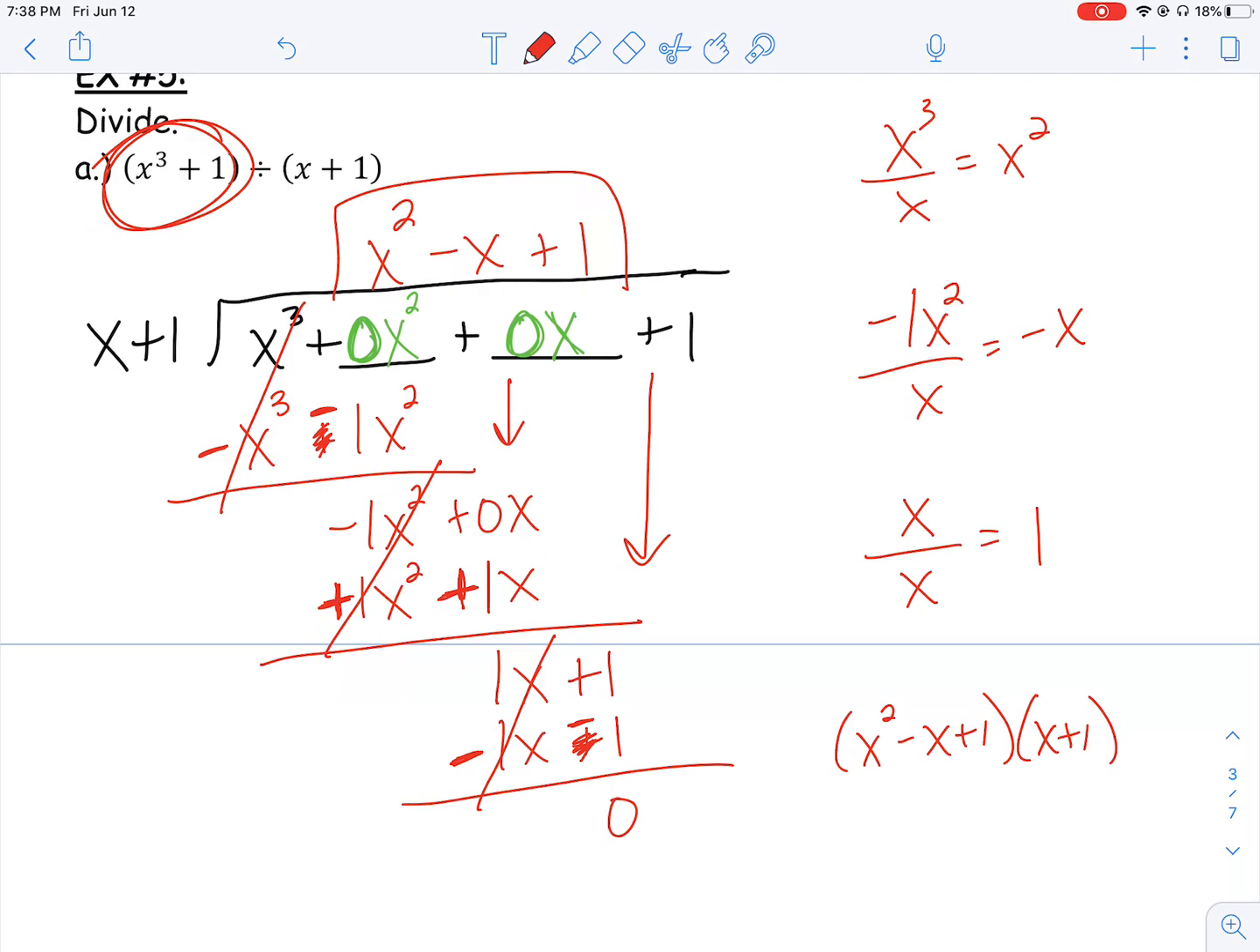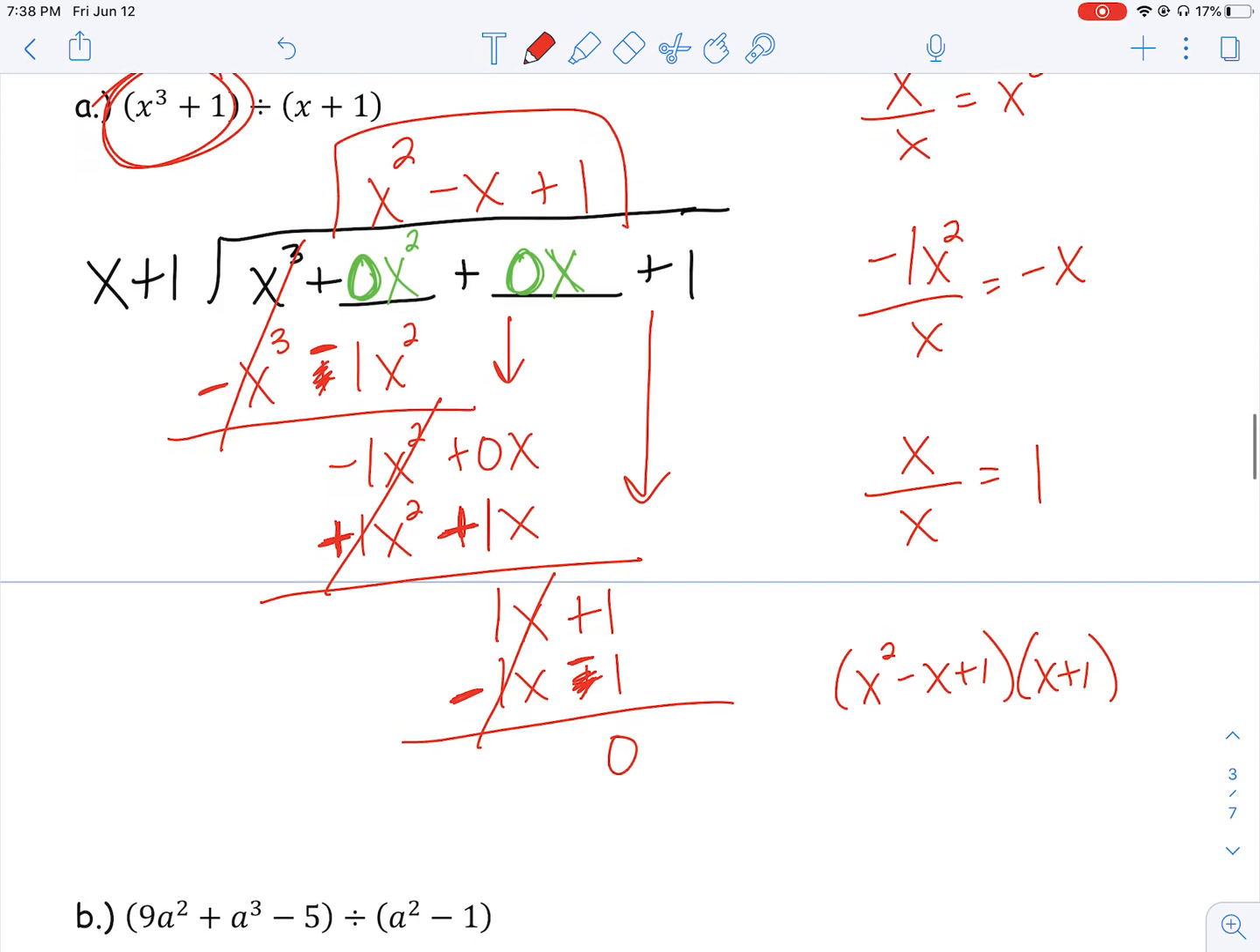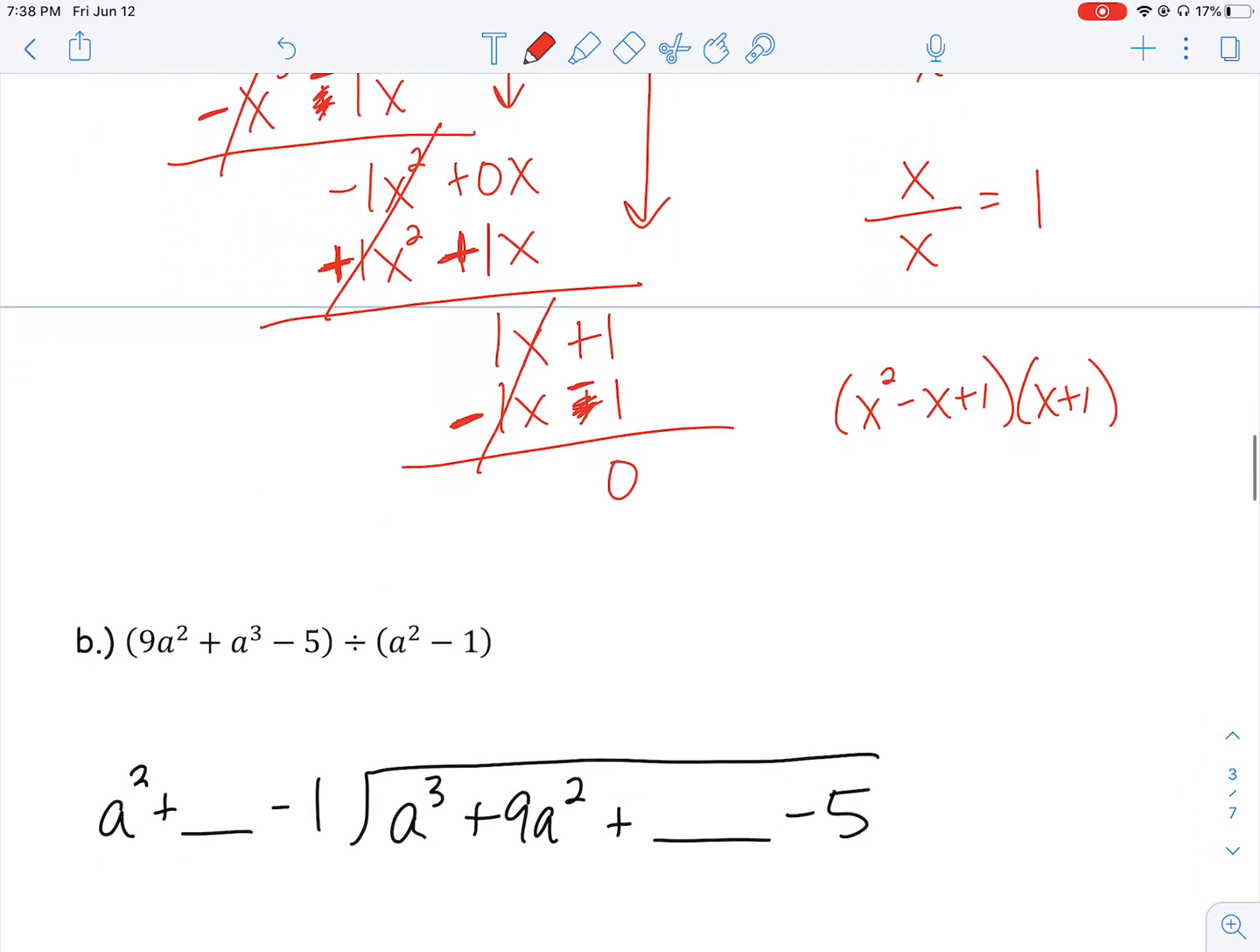All right, that's kind of tricky, so make sure that you practice. The more you practice, the easier it's going to be, the less mistakes you're going to make. But remember, if you're missing any terms, you need to make sure that you fill them in with 0 so that you can keep their columns in order. Make sure that you practice that a couple of times before moving on to the next example, okay?